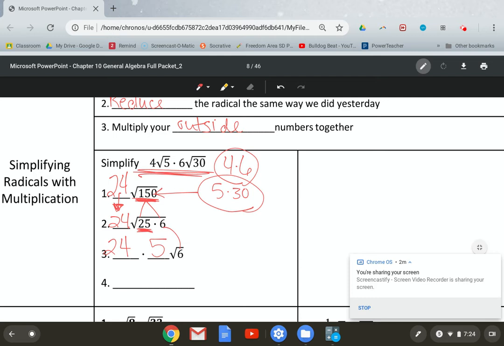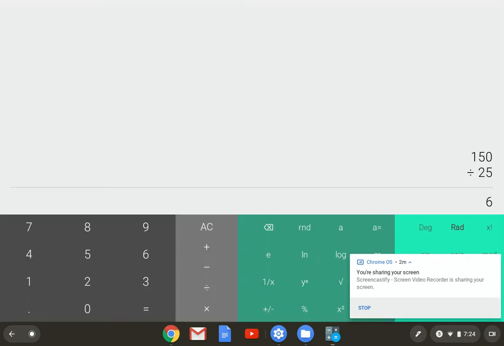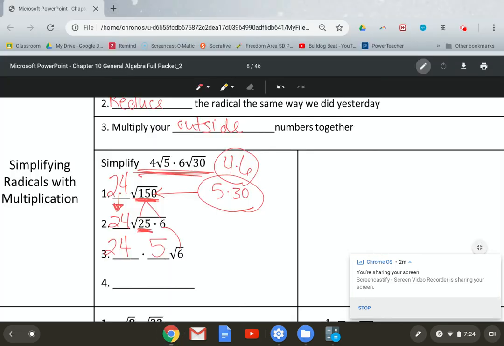Then we're going to grab our calculator, and we are on step 3. We are going to multiply 24 by 5. 24 by 5 gives us 120. So let me go back to my notes. So these two items make 120, and the square root of 6 just drags down behind it.